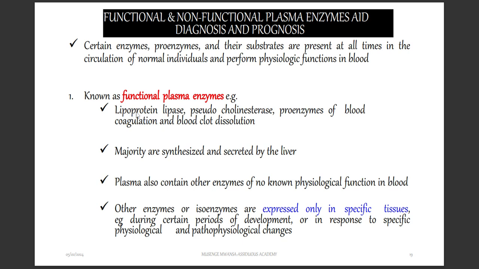For example, I've got lipoprotein lipase, pseudocholinesterase, proenzymes of blood coagulation and blood clotting dissolutions. You need some enzymes like the clotting factors. Imagine you have got a wound, you are cutting your vegetables, mistakenly you cut yourself. You need these enzymes to be able to stop bleeding. But imagine you don't have them, it will cause a problem. So those are some examples of functional plasma enzymes. And the majority of these are made and secreted by the liver.